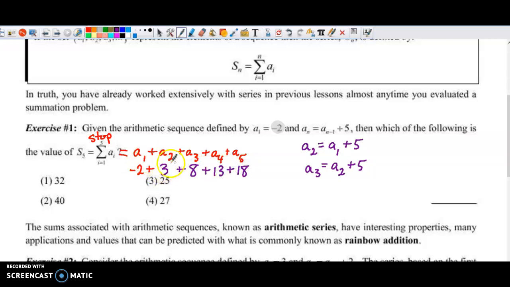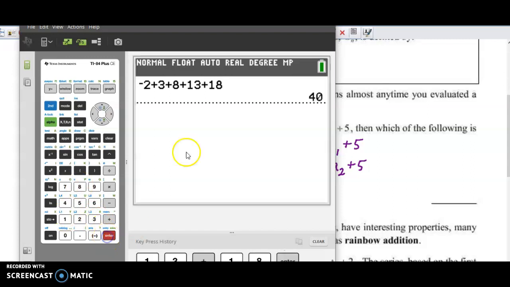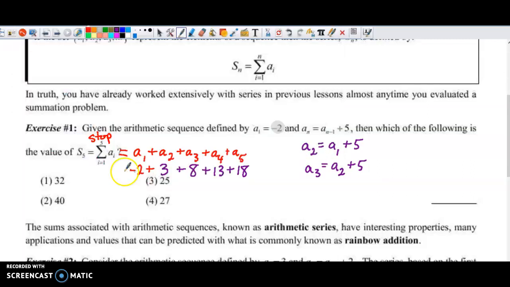And as you add those numbers together, like I said, there is a pattern that happens. Add 5, add 5. There we go. You should get the correct answer of 40.